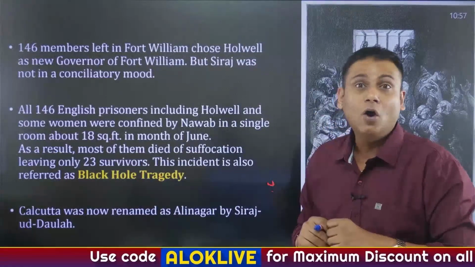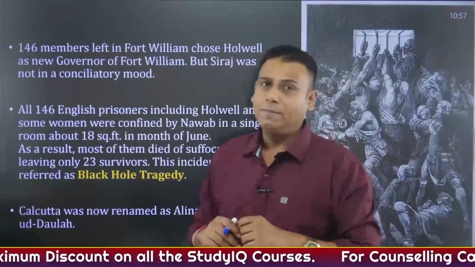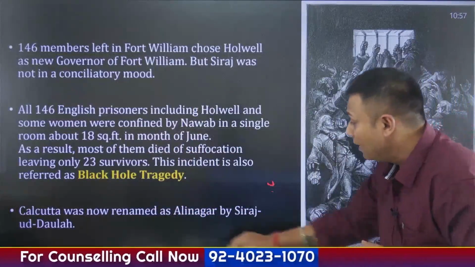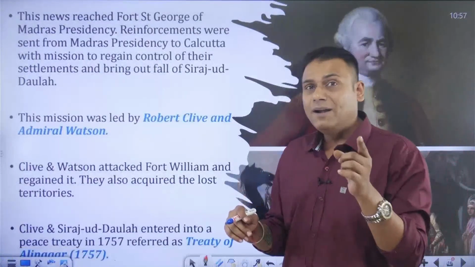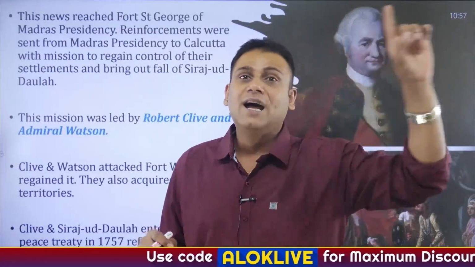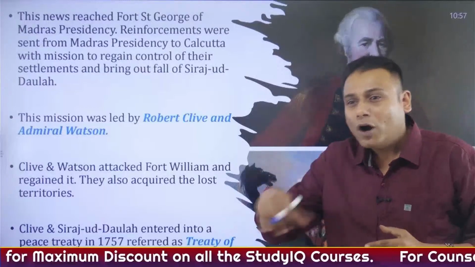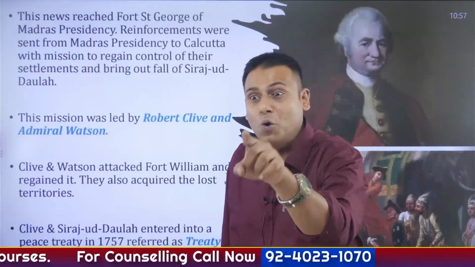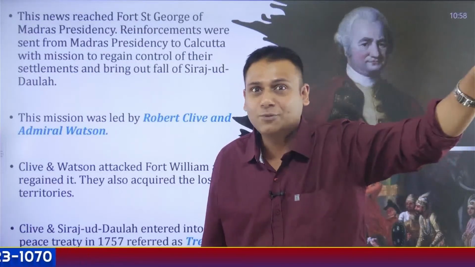Immediately, reinforcements were called from the Madras presidency under Robert Clive and Admiral Watson. And here it is said that the Treaty of Alinagar was finally signed between Robert Clive and Siraj-ud-Dawla. As per the treaty, one person would stay in Siraj-ud-Daula's court, and the person chosen was William Watts. What was the basic reason for keeping William Watts in the court of Siraj? Because they wanted to know who could betray Siraj, so that they could create an alliance with that person.